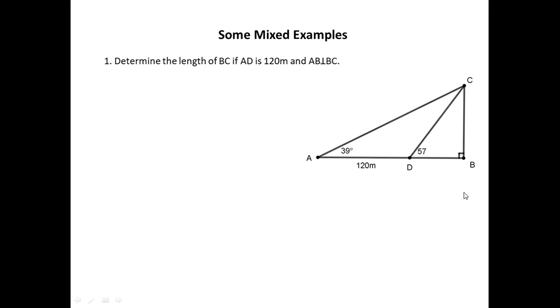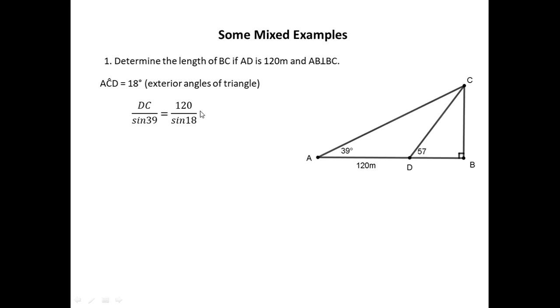Try it yourself. Pause the video. Try it. Now that you've tried it, here's my answer. First of all, I use the fact that angle A and this angle here are going to add up to 57 because of the exterior angles of a triangle. Remember that from grade 8? The exterior angle of a triangle is equal to the sum of the interior opposite angles. So we can work out that this angle here must be 18 degrees.